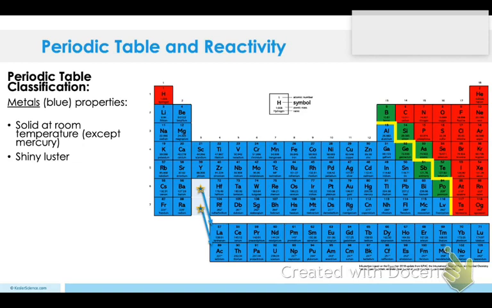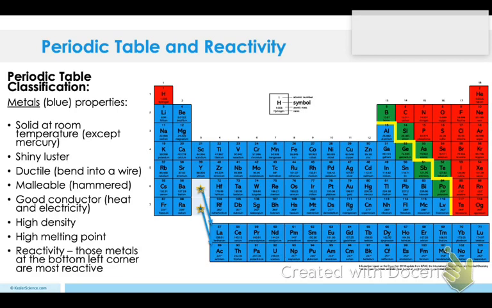Everything in blue, so make sure that you write all this information down. Everything in blue in the periodic table is going to be your metals. So on the interactive notebook page you need to find a blue marker, crayon, or pencil, and make sure that you color in all the blue.